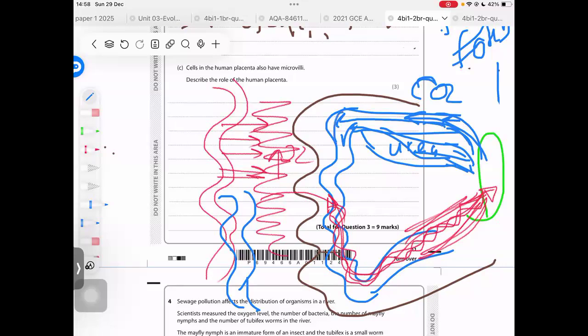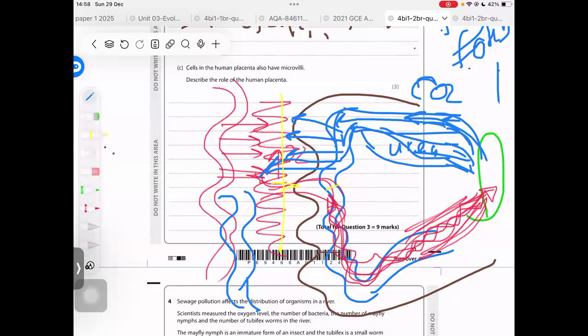You can see carbon dioxide and urea will diffuse out from these capillaries. Oxygen will come from the mother and then move through the umbilical vein into the fetus. So that is the importance of the placenta. The reason we have a placenta like this is also to make sure that the mother's blood is not getting mixed with the fetus's blood.